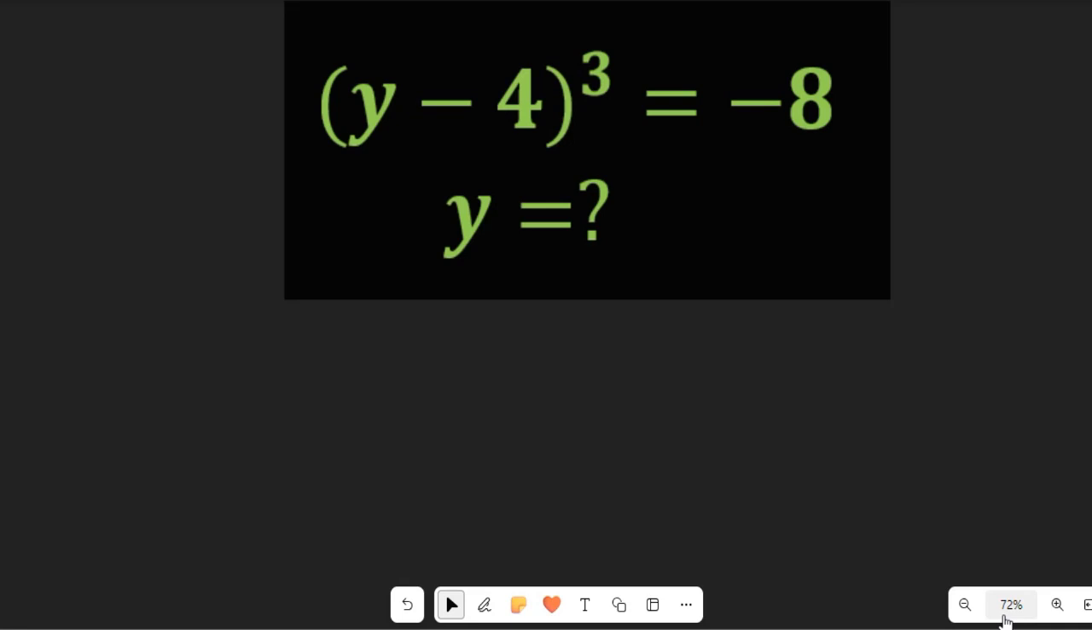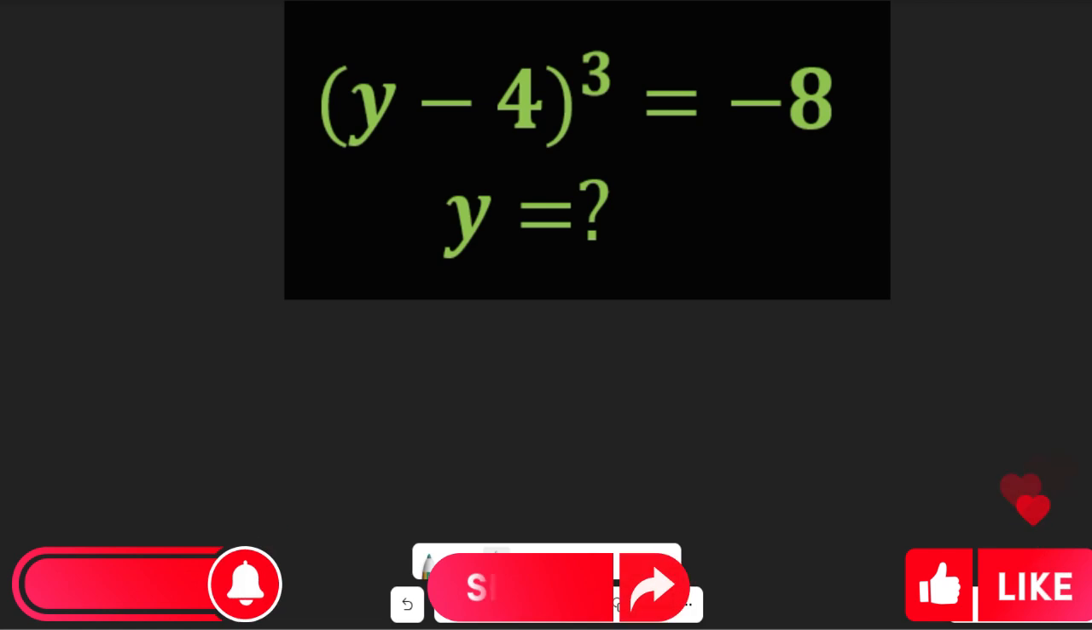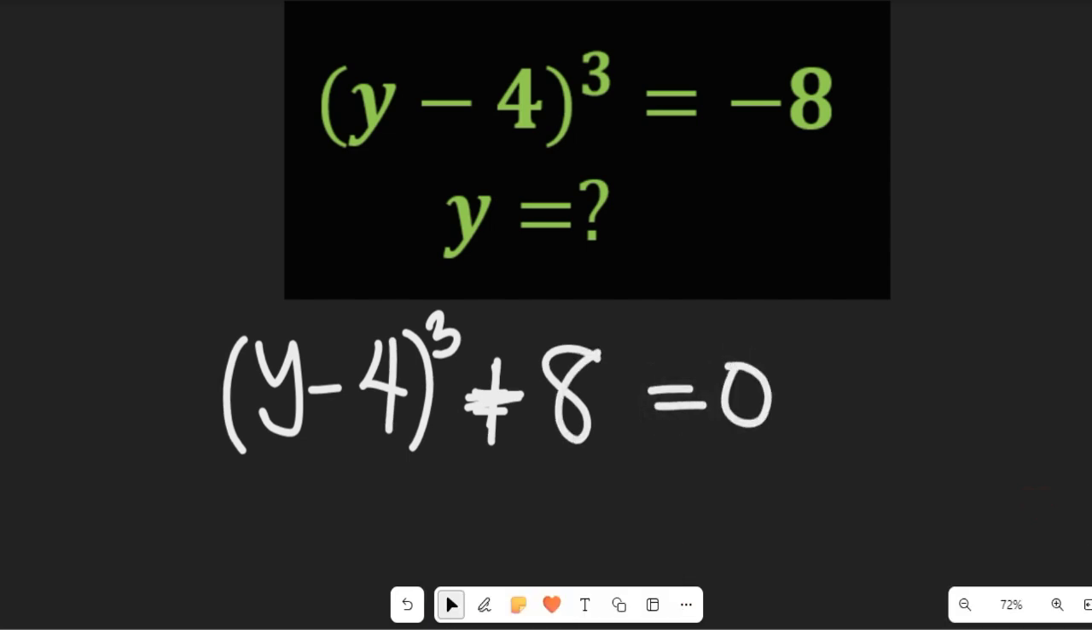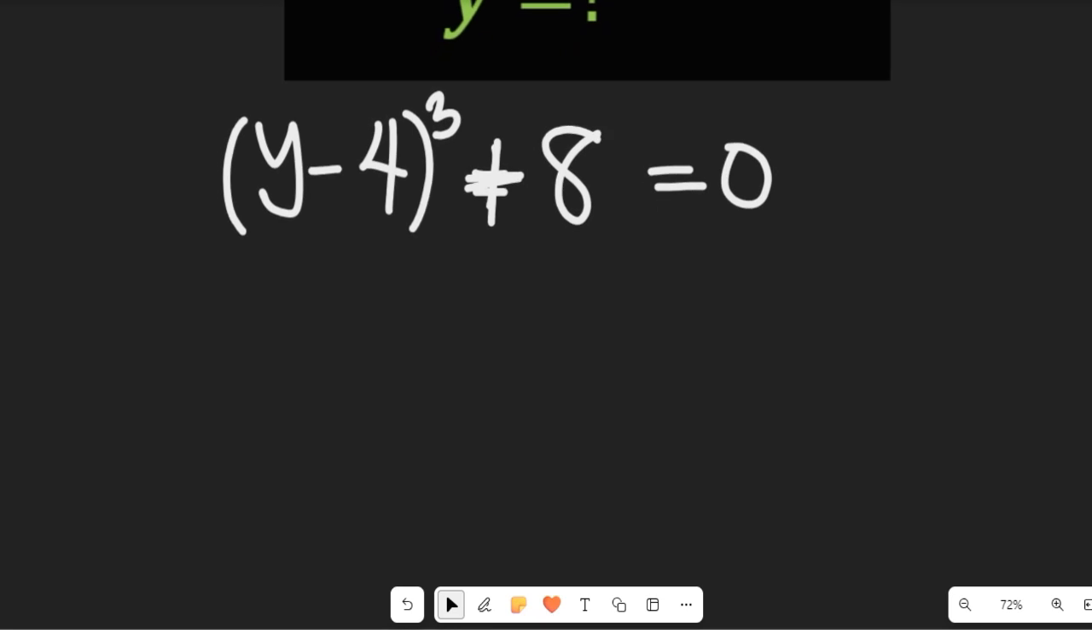To solve this nice mathematics Olympiad algebraic problem, I want us to first of all see the need of taking the right hand side, which is -8, to the left hand side. If we do that, that is going to give us a positive 8. So we'll have (y - 4)^3 add 8, and this will be equal to 0. Having done that, we have arrived at a point where we need to simplify.